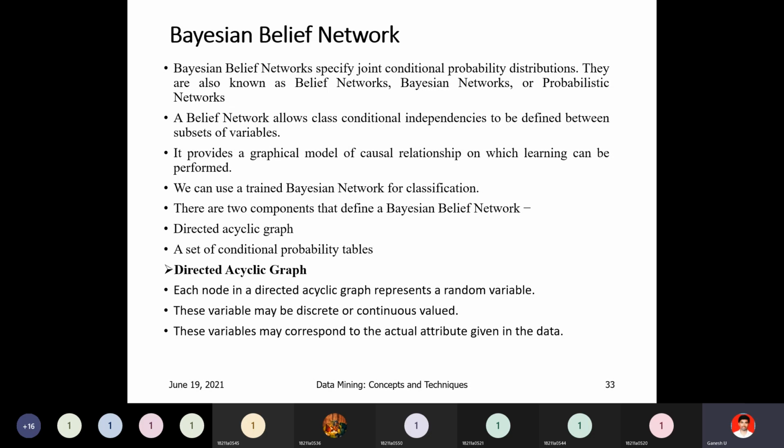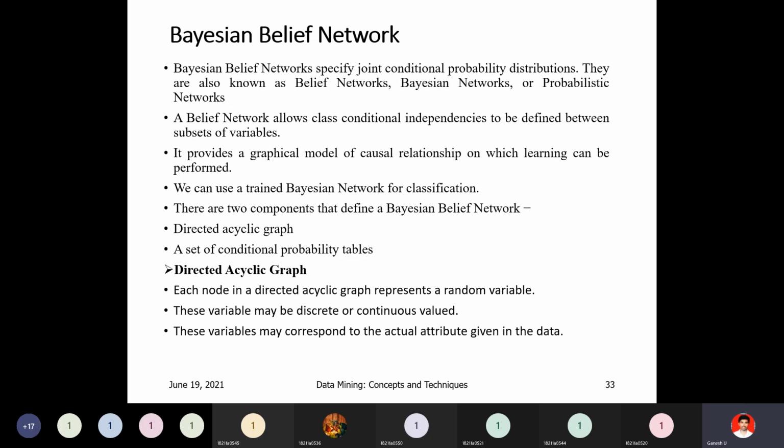There are two components defined in a Bayesian belief network: directed acyclic graphs and conditional probability tables. See here, in a Bayesian belief network, two important things are there. First, we have to draw a directed acyclic graph based on the given conditions. We have to draw a graph, and that graph should be a directed acyclic graph. There should be no cycles in the graph. That should be a directed graph.